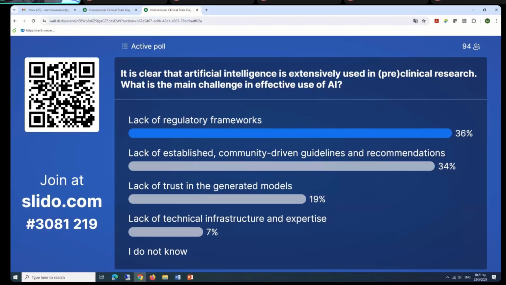I vote for the lack of regulatory frameworks, because especially in preclinical research, what we're doing is that we should have data that would be accepted by the regulatory authorities so that they are trustworthy and reliable to be submitted to the regulatory authorities in order to obtain the necessary approval to move on to clinical trials. So I think this is the most important roadblock.